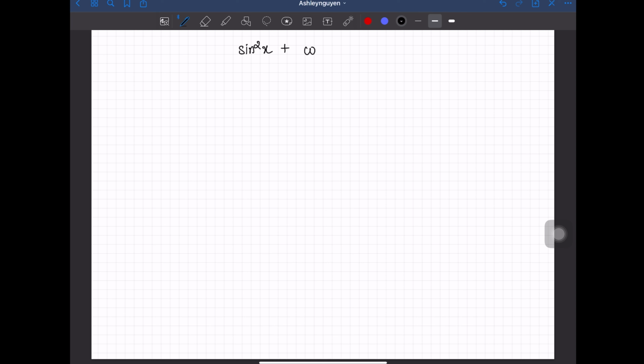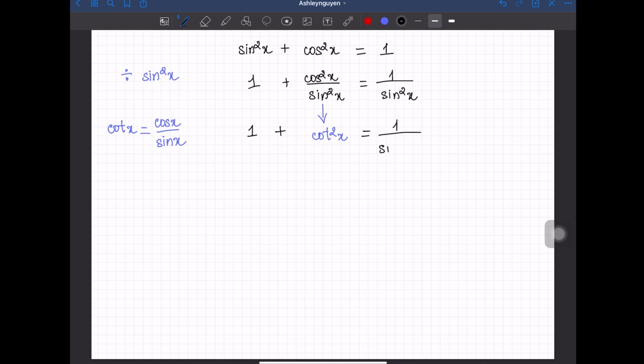We do know that cotangent of x would equal cosine x over sine x. And I will substitute it in here. Cosine square x over sine square x becomes cotangent square x. And everything works the same. I was rewriting them. And now you have the fourth identity.